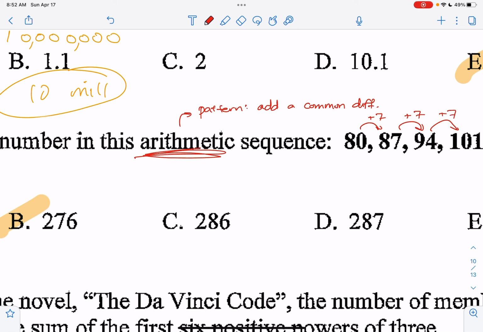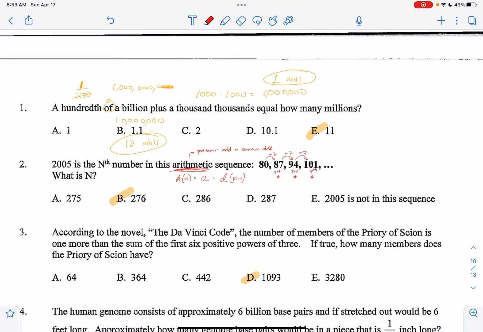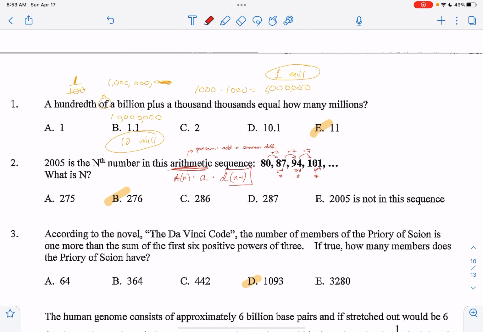So you can use a general form. The nth number will be lowercase a, the first number, plus the common difference d times n minus 1. That's because to get to the second number, you add 7 once. To get to the third number, you add 7 2 times. To get to the fourth number, you add 7 3 times. So here you have to subtract 1 from the term number to get to the final number.